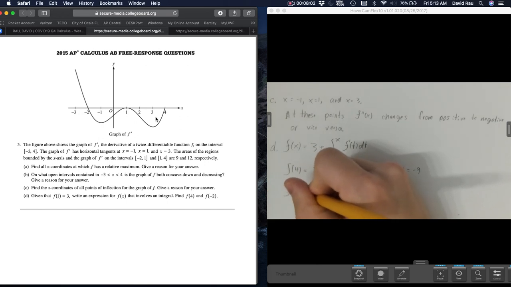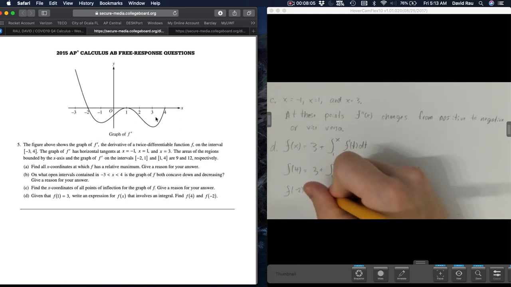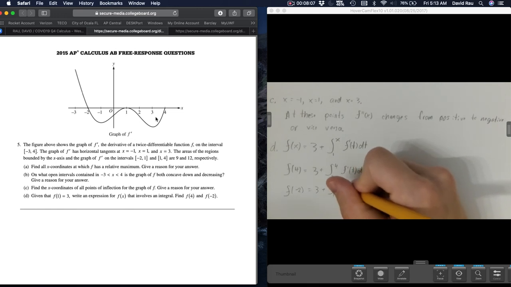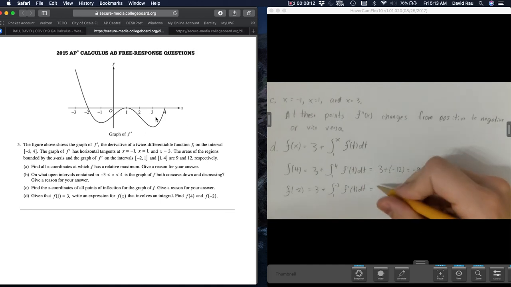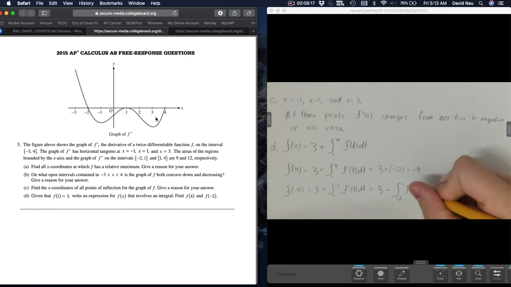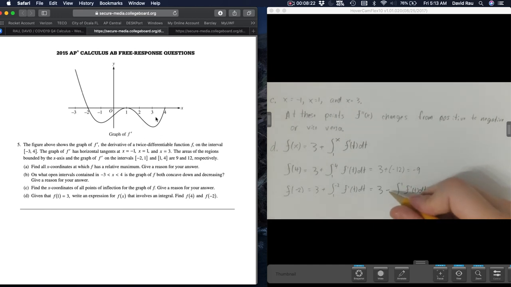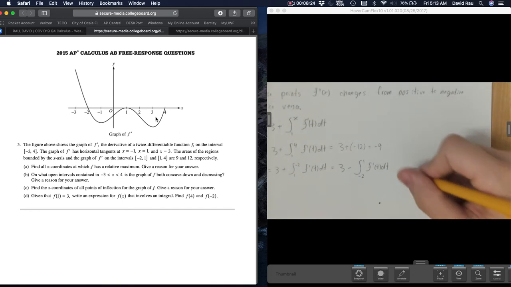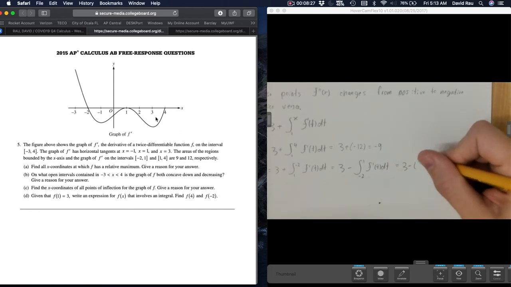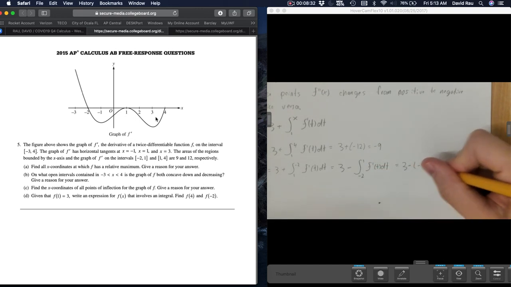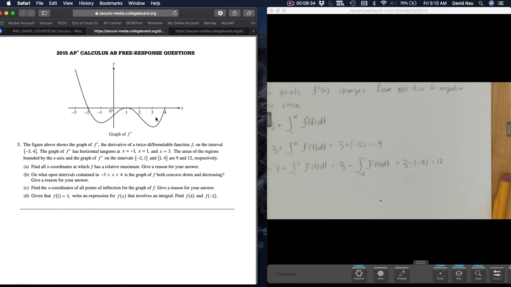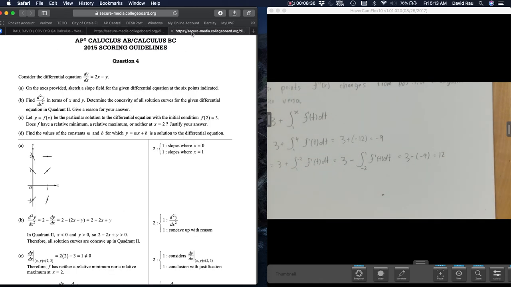For f of -2, integral from 1 to -2 of f prime of t dt. This one's going to have one extra little catch. It's really 3 minus the integral from -2 to 1. It's going to go in numerical order, which means you switch the signs. You can switch the bounds, but you have to switch the sign in front of the integral. So now we really have 3 minus, and -2 to 1 was really -9, so now it's minus -9. So we get 12. Okay, let's check ourselves and see what we did.